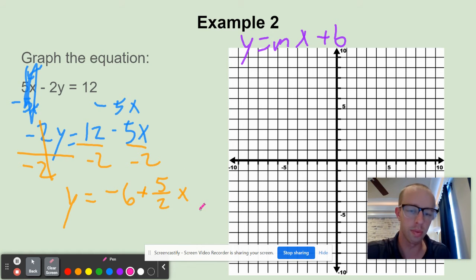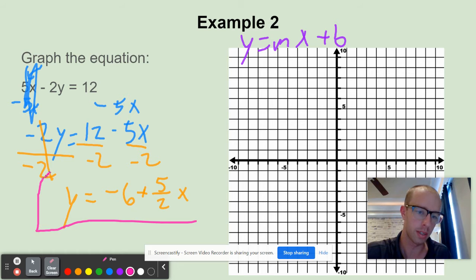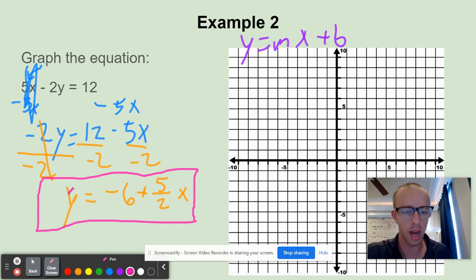Now this looks really close to y equals mx plus b, but it might not look 100% familiar because y is by itself, it's good. But I have the constant here, negative 6, first.